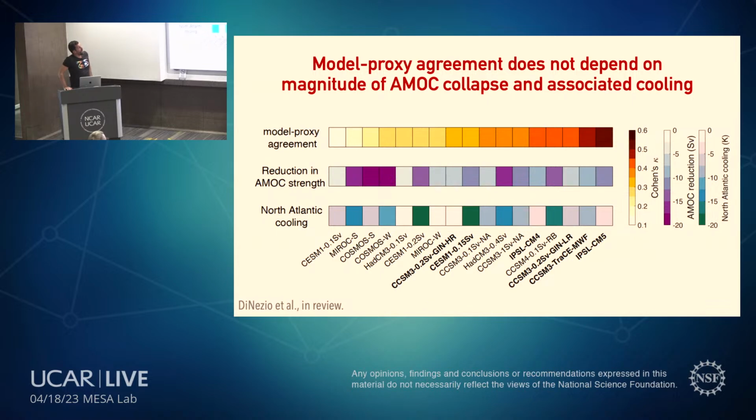And you can see that there's not a consistent relationship between the agreement and these quantities. The models show a wide range of reductions in the AMOC. If anything, there's a bit of a tendency for the opposite relationship: the harder you bang the model, the worse it will do at simulating what we see in the paleo data. But it's not very consistent. And then for the magnitude of cooling in the North Atlantic, there's almost no relationship to how well that simulation will explain the paleo data.